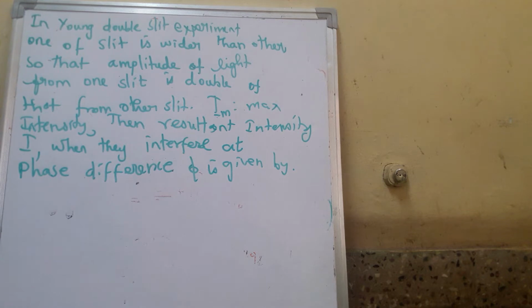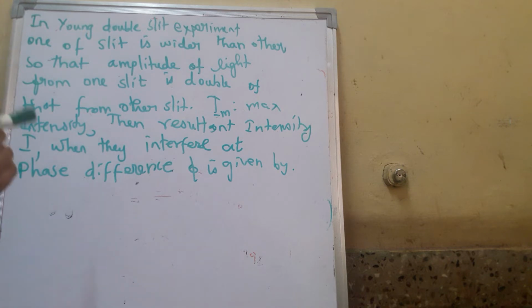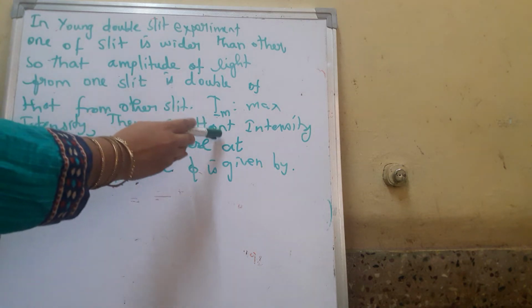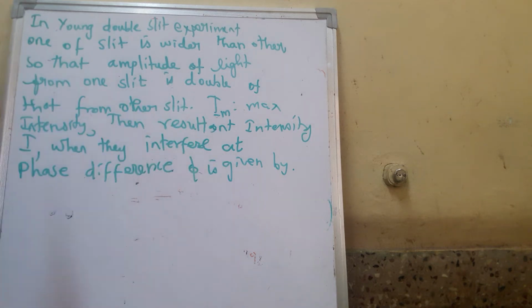So now read this question carefully. In a Young's double slit experiment, one of the slits is wider than the other. What does that mean? The amplitude of light from one slit will be double that from the other slit, right? What did we see? Intensity is directly proportional to the width, and intensity is proportional to the square of the amplitude. So all three are related. IM is the maximum intensity, and the resultant intensity I when they interfere at phase difference phi is given, right?